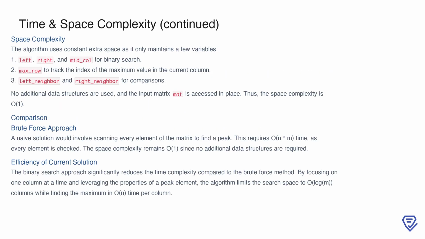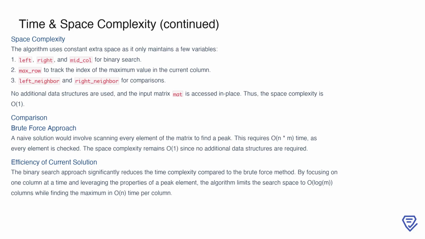The space complexity of this algorithm is very straightforward and efficient. It uses constant extra space, as we only maintain a small number of variables throughout the process. Specifically, variables like left, right, and min_col are used to manage the binary search, while max_row helps track the index of the maximum value in the column currently being examined. Additionally, left_neighbor and right_neighbor are used for comparisons to determine if the current element is a peak. Importantly, no additional data structures are allocated, and the input grid itself is accessed directly without any modification. This means the space complexity is O(1).